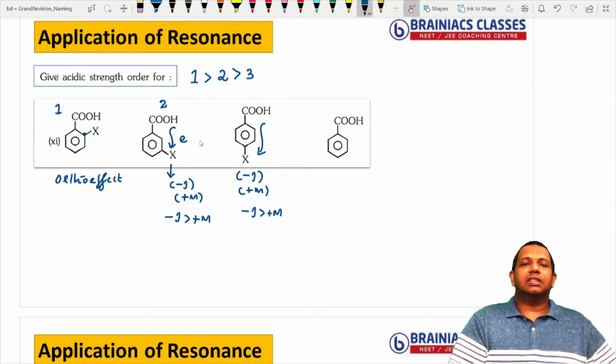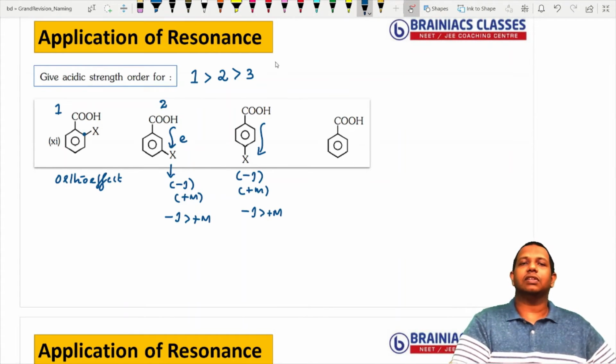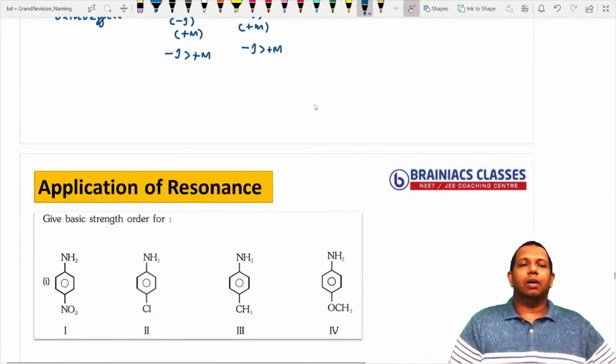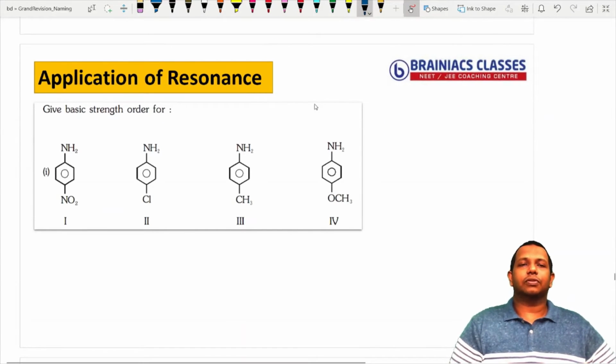Then in the first 3 cases it is stabilizing the carboxylate anion. In the fourth one, benzoic acid, there is nobody to stabilize or destabilize. That's the reason why it will become 4. So 1 is greater than 2, greater than 3, greater than 4. Is this clear for everyone? Okay. Now let's go to the next set of questions, that is basic strength. We will see that.